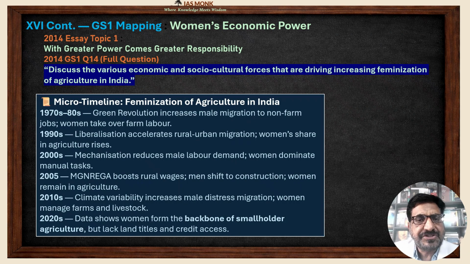Again, continuing with the same question, I have listed here a micro timeline about feminization of agriculture in India. What was the condition during the 1970s and 80s till the 2020s? You just go through these. This will help you for your prelims preparation as well as future upcoming Mains exams.